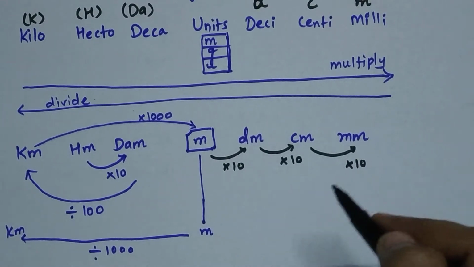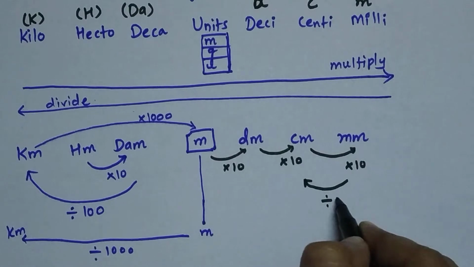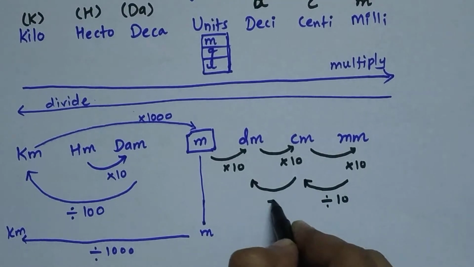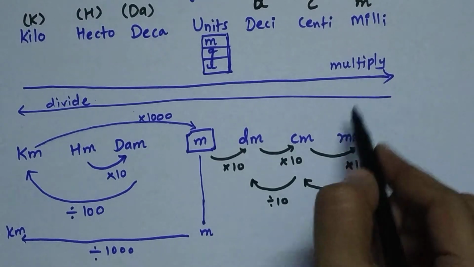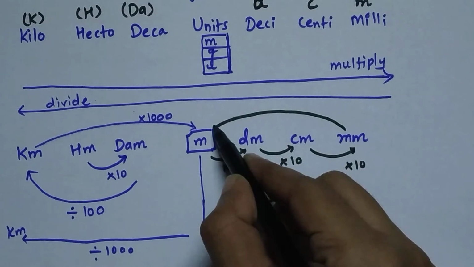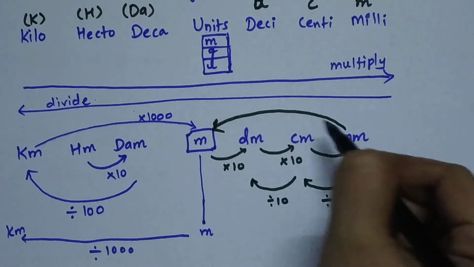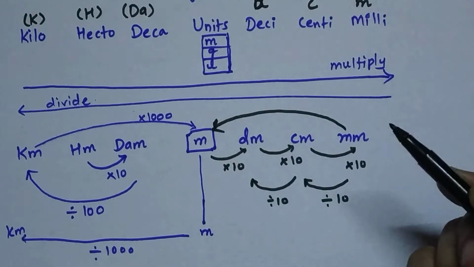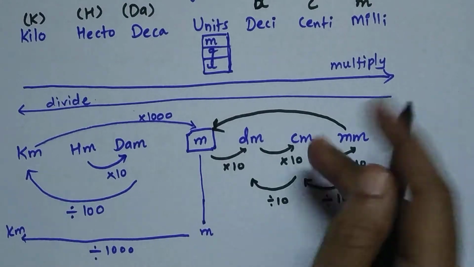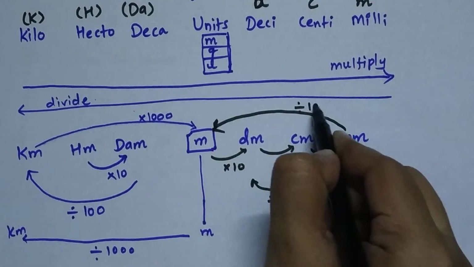And you can come reverse also. From millimeter to centimeter, if you want to come, you just divide by 10. From centimeter to decimeter, if you want to come, you will again divide by 10. Suppose I want to come from millimeter to this meter. I am coming from lower unit to a higher unit, so I will divide. And going to the left hand side means divide by the number of jumps: 1, 2 and 3. So I will divide by 1000.